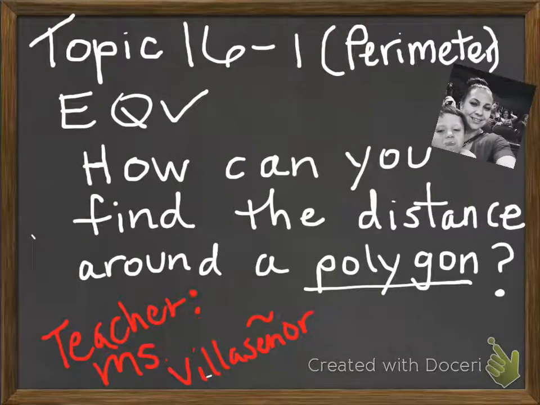You will be learning about topic 16-1, perimeter, and your essential question is, how can you find the distance around a polygon? Hopefully you recall what a polygon is. If you don't, let me just give a reminder that it is a closed plane figure made up of 3 or more line segments. That means that there's no opening around the figure. So figures like a triangle, a quadrilateral, an octagon, those kind of figures are considered polygons.